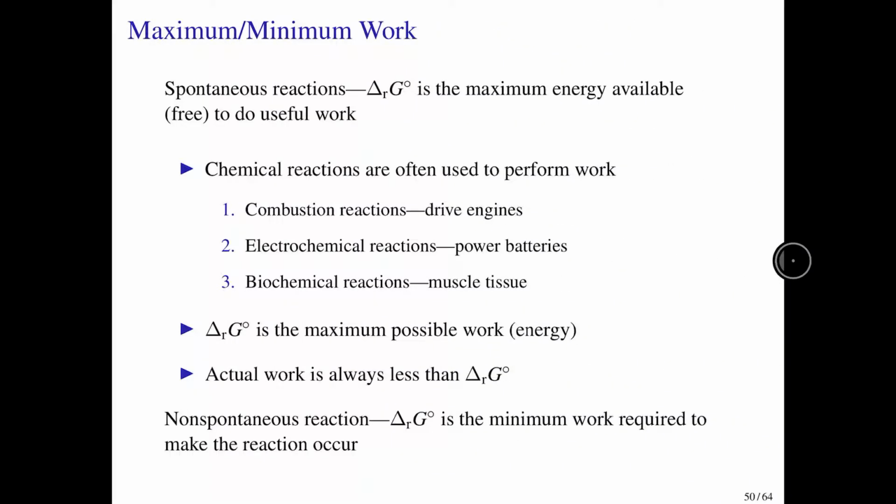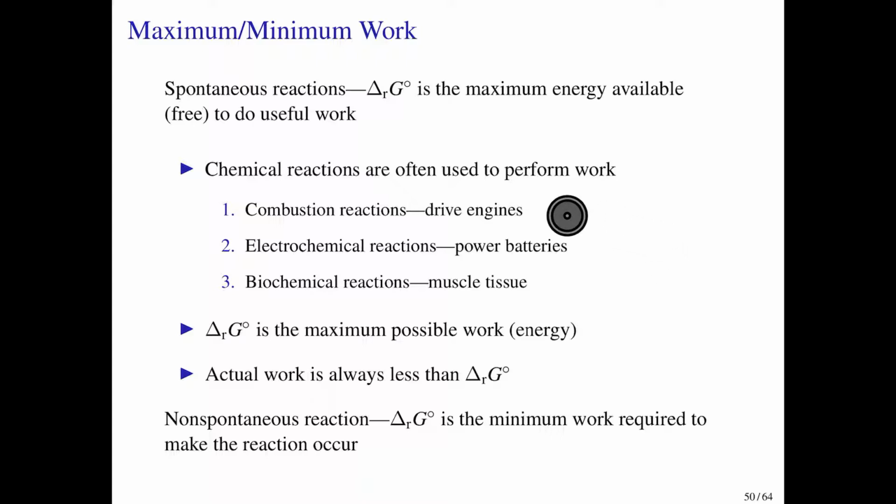Another interpretation of the Gibbs free energy is that it represents either the maximum or minimum amount of work required for a given chemical reaction. In the case of a spontaneous chemical reaction, one that occurs on its own, the value of delta G represents the maximum amount of work that can be generated from the chemical reaction. We call this free energy in the sense that the energy generated by the reaction is used to do work.